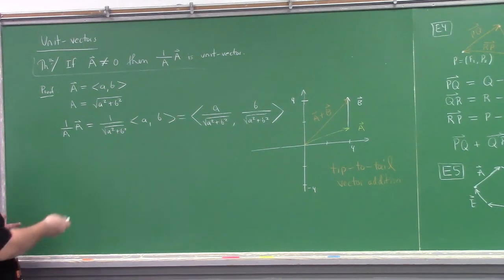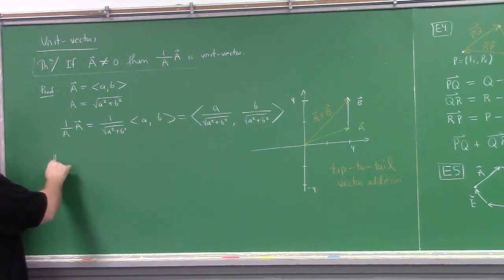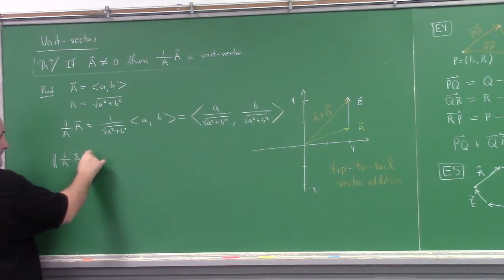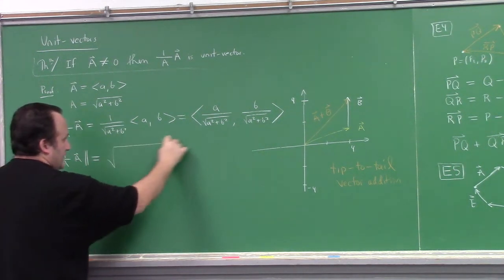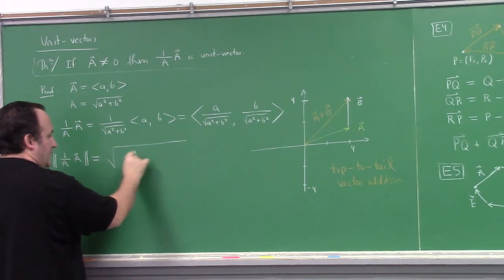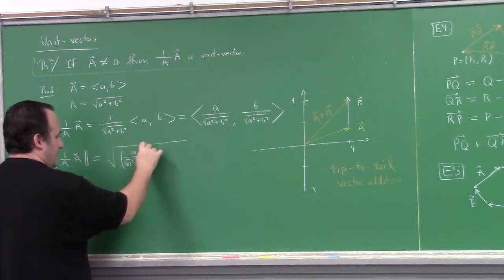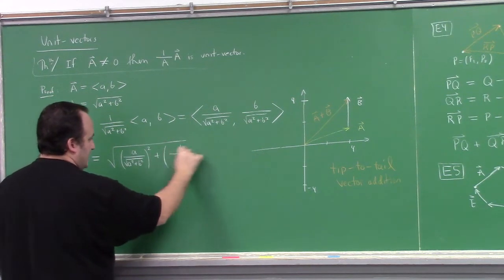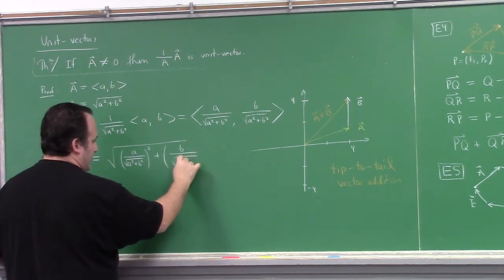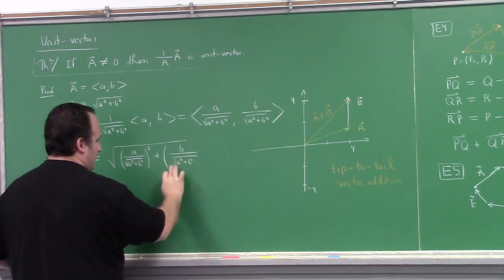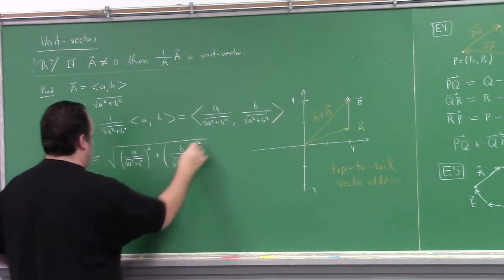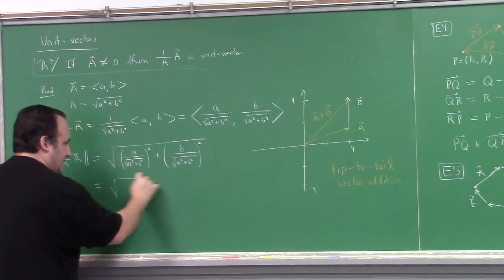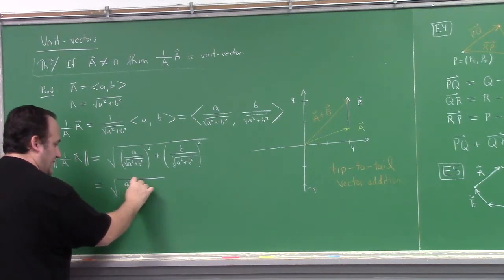So let's find the length. What's the length of 1 over the length of A times A? It's the square root of (a over the square root of a squared plus b squared) squared plus (b over the square root of a squared plus b squared) squared, which is also the square root of (a squared plus b squared) over (a squared plus b squared).